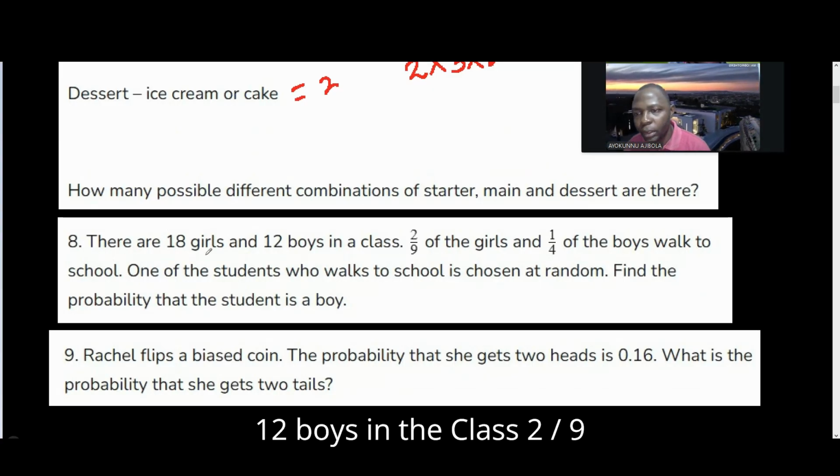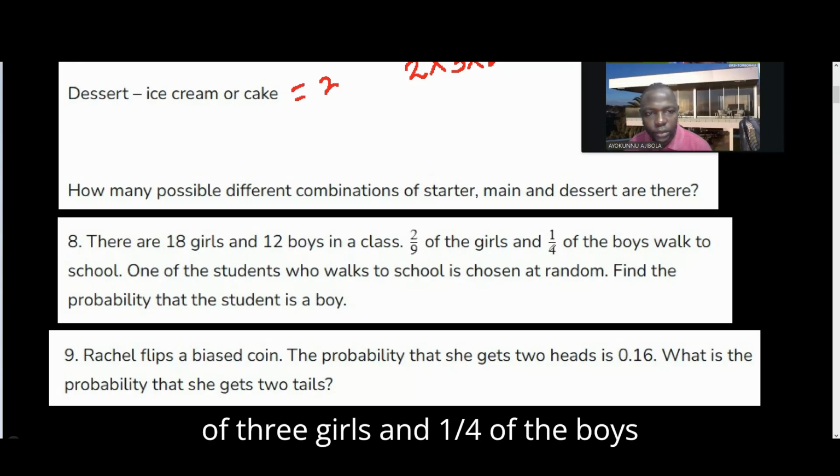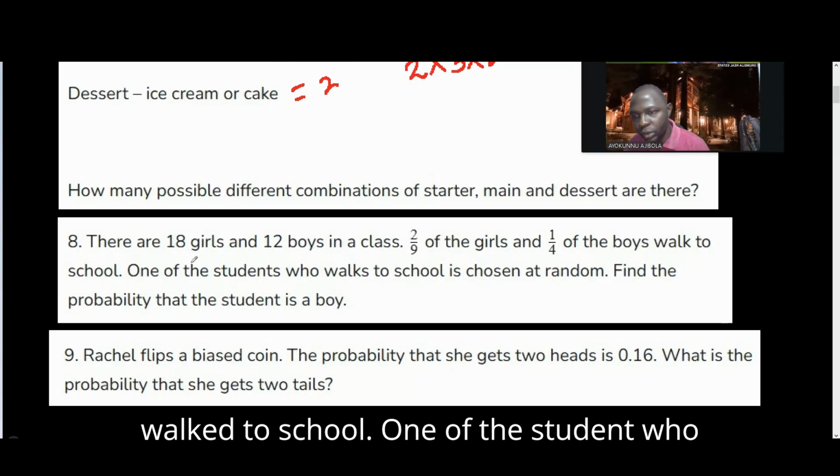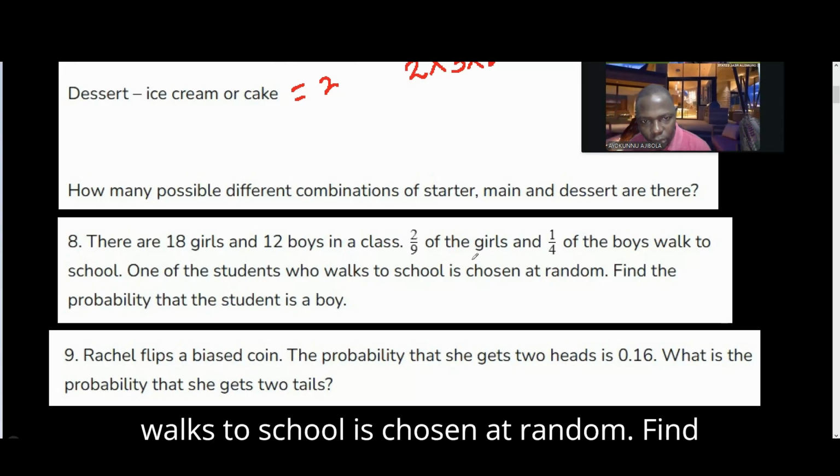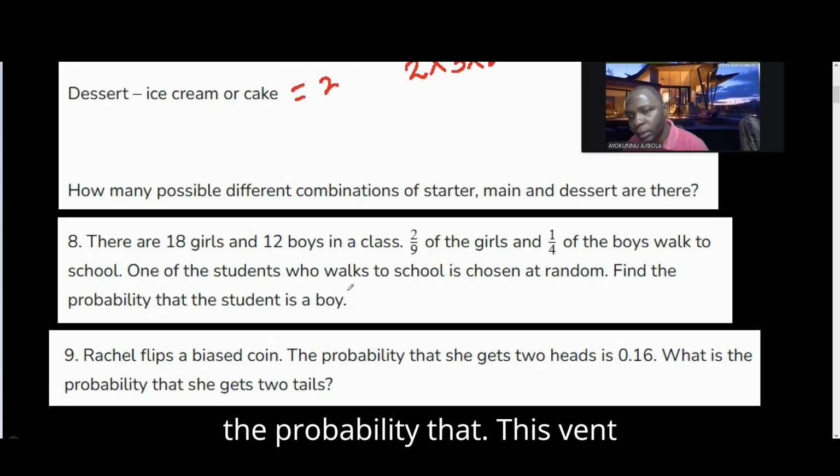Number eight says there are 18 girls and 12 boys in the class. Two over nine of the girls and one quarter of the boys walk to school. One of the students who walks to school is chosen at random. Find the probability that this student is a boy.